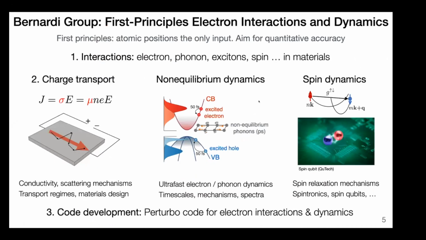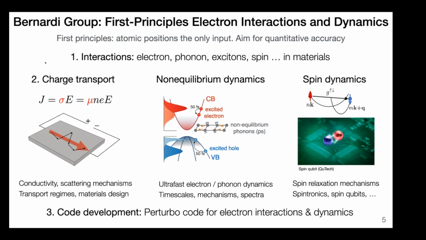Okay, now taking a step back, the scientific motivation for developing this code is that it covers the focus of our scientific interests in the group. We focus on computing electron interactions and dynamics from first principles. For those of you who are not familiar with that, that means that calculations take the atomic positions as the only input, and use only numerical quantum mechanics without empirical parameters. The goal is to make quantitatively accurate predictions of a range of materials properties.